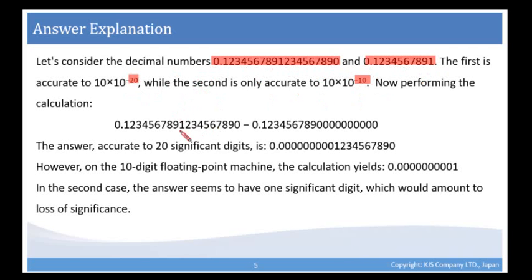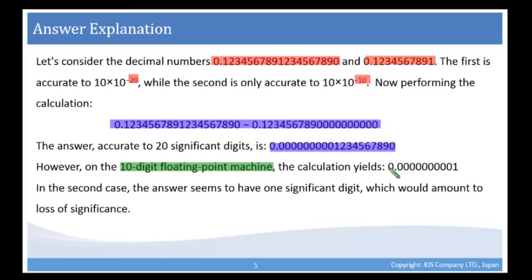So now performing the calculation of subtraction on these two, this first number take away this second number, the answer is accurate to 20 significant figures. So if we take into account that this can be extended with zeros and assume that this is the correct value to 20 significant figures, this is going to be our output. However, on the 10-digit floating point machine, we can only consider the first 10 digits, as it alludes to with this 10-digit floating point machine.